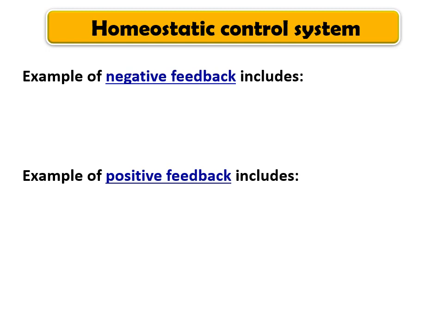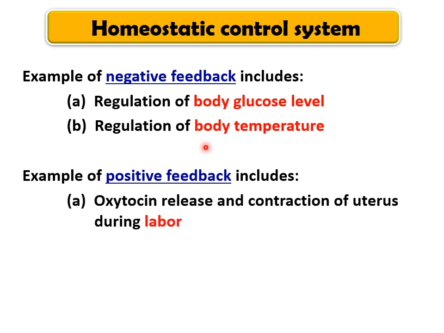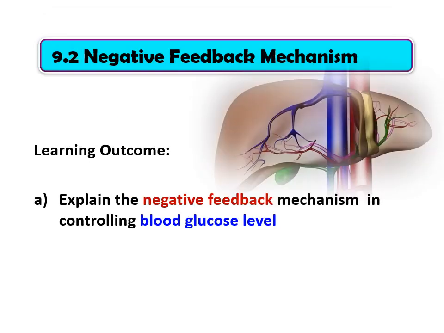Example of negative feedback that reduces the intensity of original stimulus, it includes the regulation of blood glucose level, and also regulation of body temperature. For example of positive feedback that enhances the intensity of original stimulus, it is the secretion of oxytocin during childbirth. Okay, next we look for negative feedback mechanism in controlling blood glucose level.